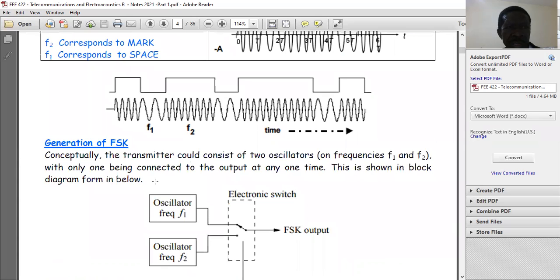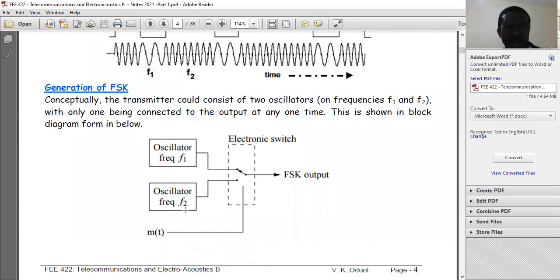How do you generate FSK? You have an oscillator at one frequency, another oscillator at another frequency, and a means of switching between the two frequencies controlled by the data. So we have an electronic switch, and then the modulating signal, which is providing the modulating data, controls the switch. If there's a 1, you go to position 1, and if there's a 0, position 2, and so on.